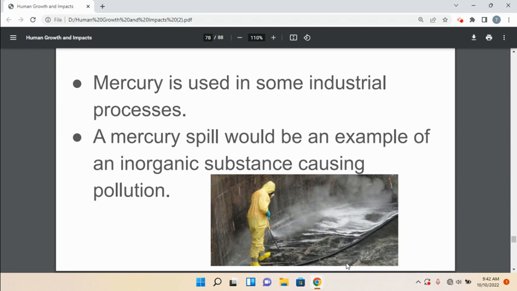So the places that are making these things obviously have to have a significant amount of mercury around, kept in storage tanks. And if any of those storage tanks were to rupture or spill, then we have a toxic chemical spill. It has to be cleaned up by the Environmental Protection Agency. Mercury is an inorganic substance, so an example of an inorganic toxic chemical that can cause pollution.